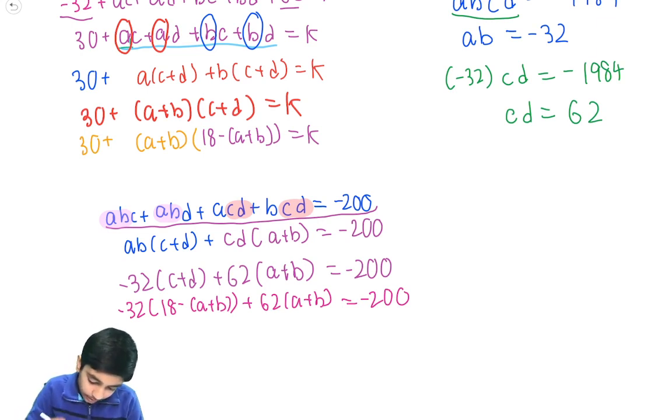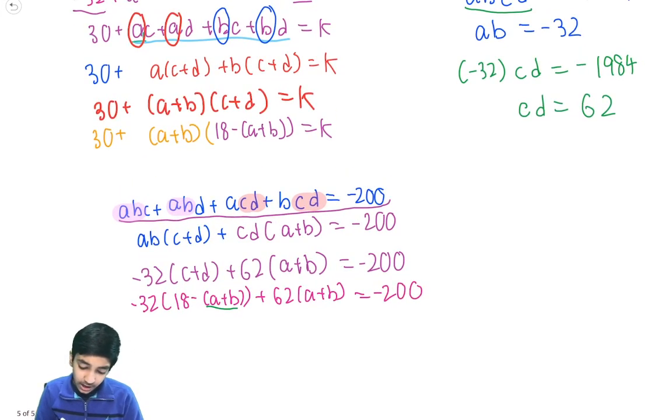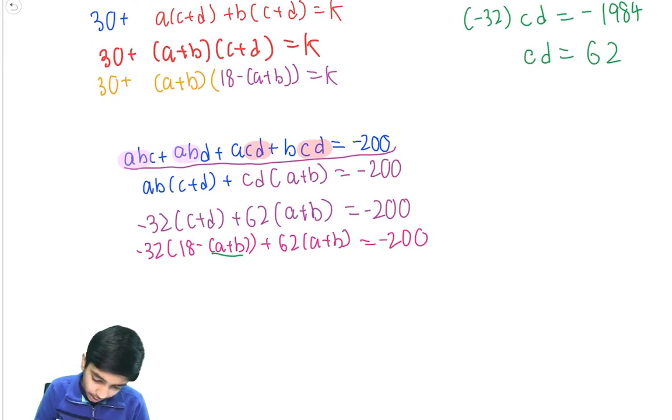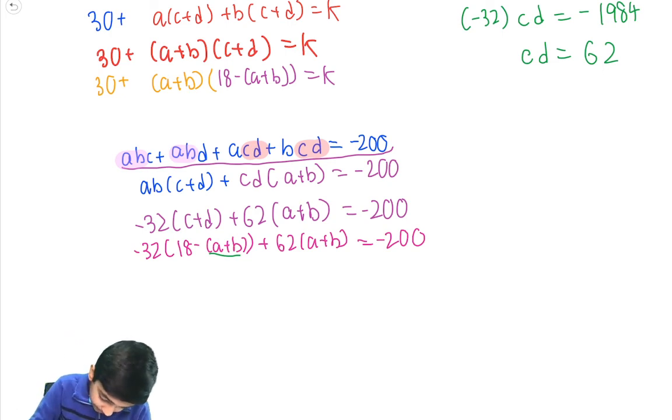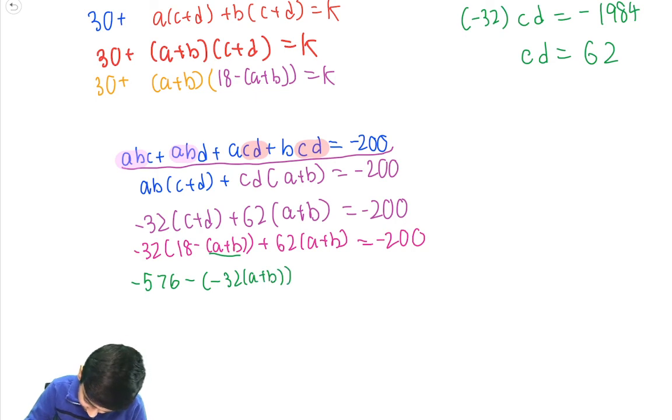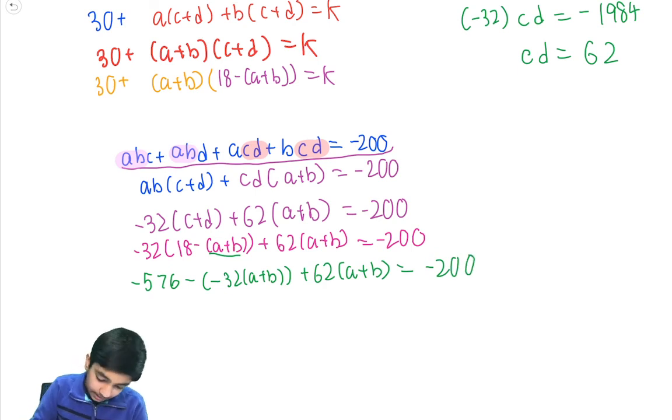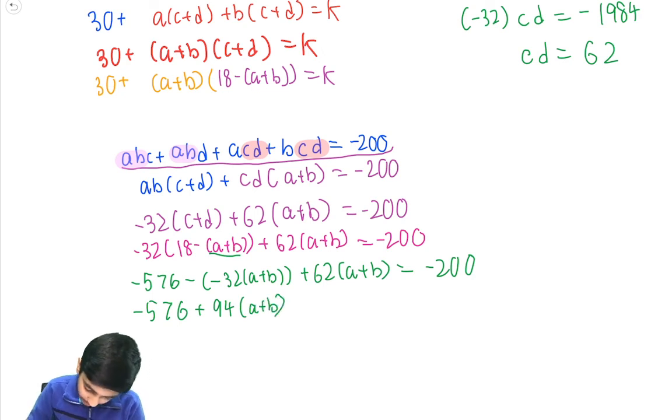Nice. So now let's find a plus b from this equation, because the only thing we really have to find is a plus b. Let's expand that out really quickly. Negative 32 times 18 is negative 576. So this will be negative 576 minus 32 times a plus b plus 62 times a plus b. Then I simplify this even more to get negative 576 plus 32 times a plus b plus 62 times a plus b, which is 94 times a plus b, is negative 200.